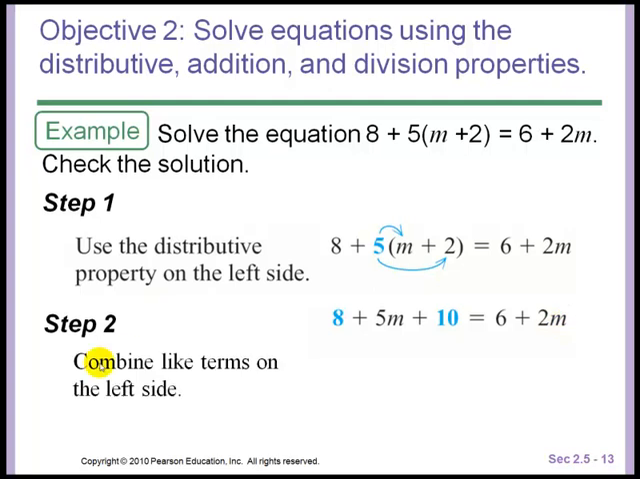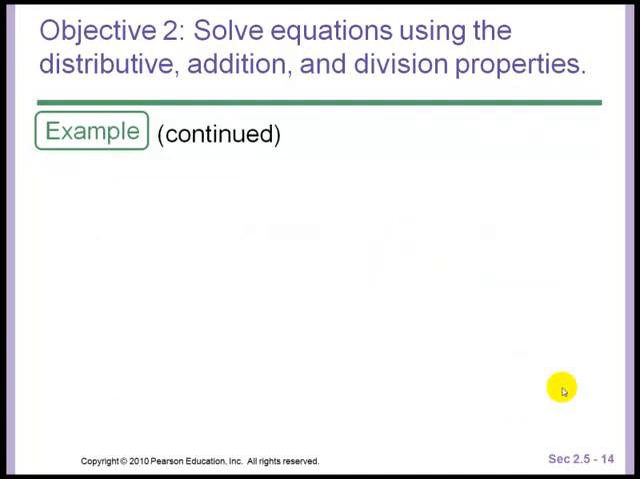Step 2. Combine like terms on the left side. The 8 and the 10 are like terms, they're both constants. So 8 plus 10 is 18. The 5m is still there, and the 6 plus 2m is still there.